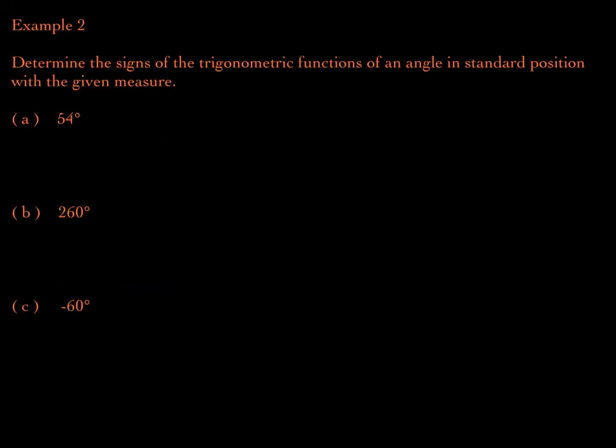All right, check out this next example. Determine the signs of the trigonometric functions of an angle in standard position with a given measure. Now, the first one is 54 degrees. Now, let's all just be really clear about 54 degrees being in quadrant number 1. Now, you can refer to the information that we just derived. In quadrant 1, all functions are positive. Now, the next one is 260 degrees. Now, 260 degrees is in quadrant number 3. And in quadrant 3, remember, all students take calculus, right? So T is for tangent and cotangent. So for this answer, tangent and cotangent are positive, all the rest are negative.